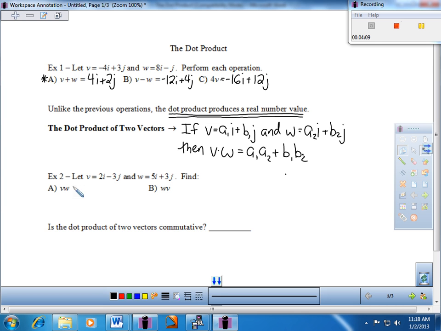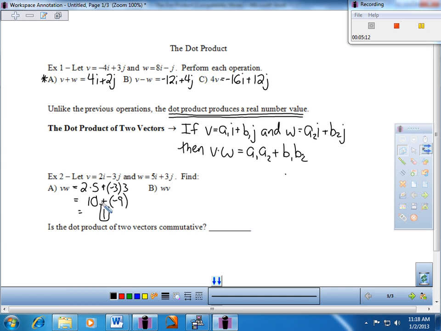So when I do v times w, all it tells me to do is take the a's, 2 times 5, and then add that to the b's, so it would be negative 3 times 3. And that's pretty much it. So I get 10 plus negative 9. And so, of course, I get an answer of 1. I'll go ahead and box that up. And there's your answer. So again, when you do the dot product, as you can see, it produces just a numerical value. In this case, you just get 1.